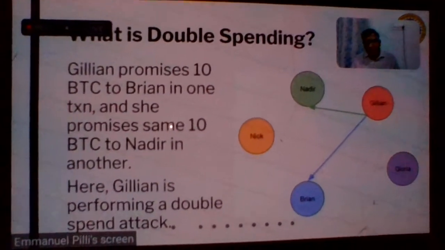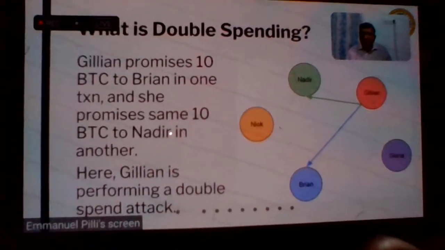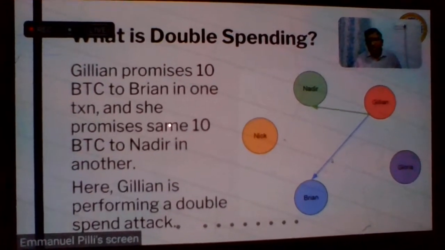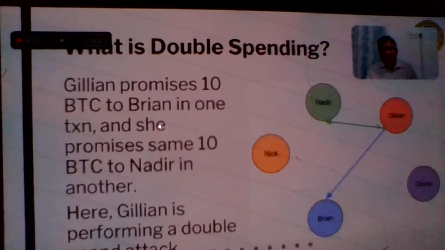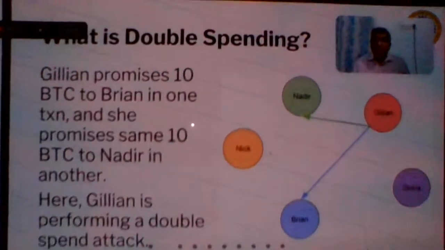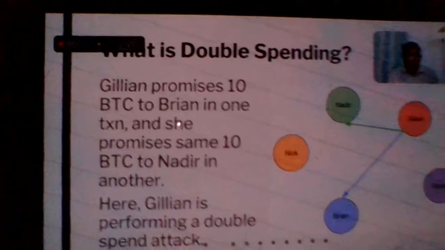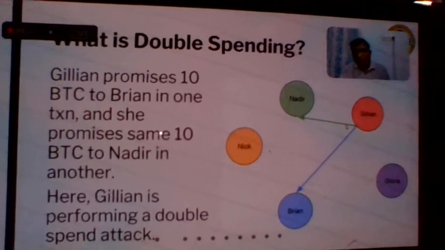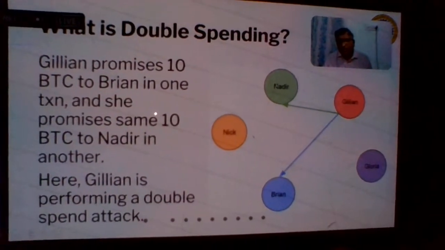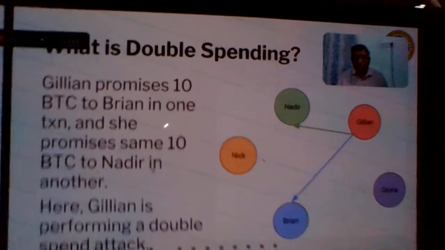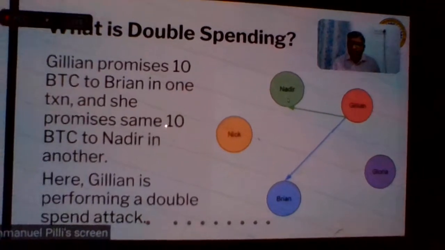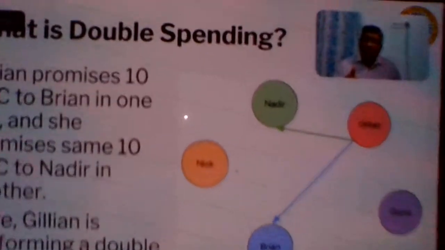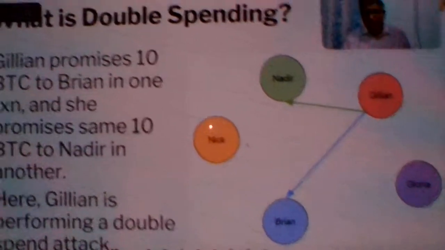So here is a simple example. There are a few individuals, and there's Gillen who is making a transaction to Nadir, and there's another person, Brian. Gillen is making a transaction, but then the point is, she can use the same Bitcoin. She has maybe 10 Bitcoins, and she is giving 10 Bitcoins to Nadir, and the same 10 Bitcoins to Brian. She has only 10, but she is giving 10 to Nadir also and 10 to Brian also. Both are able to get it.